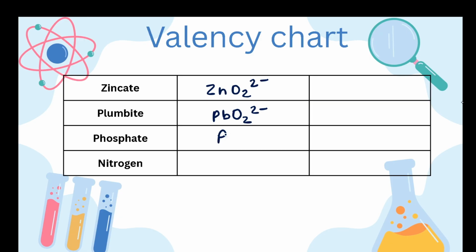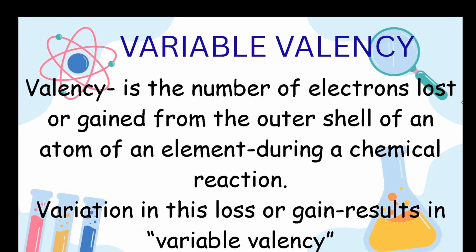Phosphate is PO4, 3 minus. Okay, ATE more number of oxygen. And nitrogen, also called as nitride, IDE, nitride, it will be N3 minus. Okay, so the valency chart you need to memorize. Every day please go through it so that you become well versed with the symbols and their valencies.